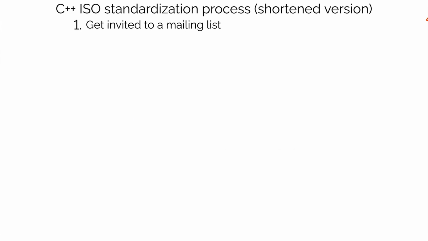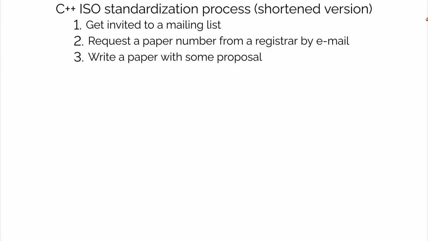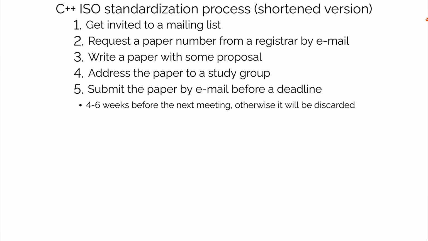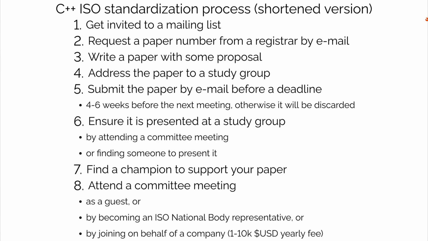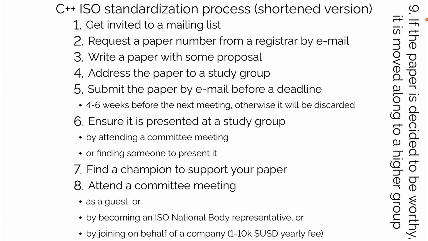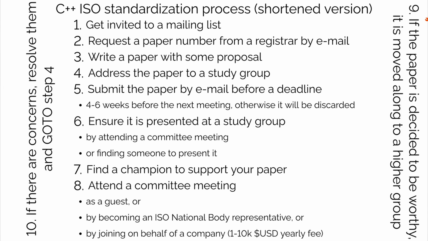Like, you need to get to a private mailing list. You need to request a paper number. You need to write a paper with your proposal. Then you need to address the right study group. You need to send it at the right time. You need to make sure that it gets to the study group. You need to find a champion. You need to attend a committee meeting personally, which can be quite expensive. Then, if it's OK, it will be sent to another study group. If it's not OK, you will need to go back to the drawing board and repeat this process.